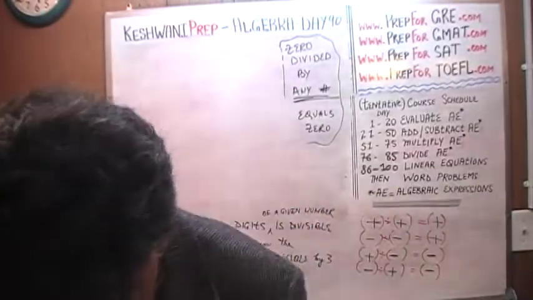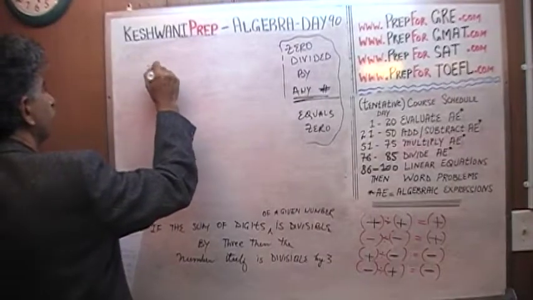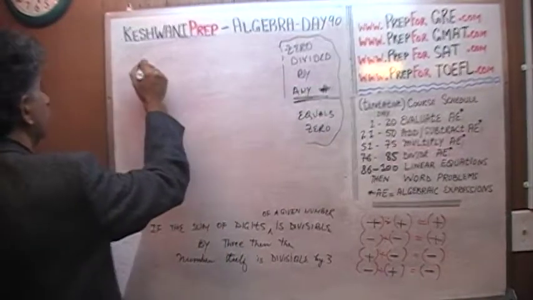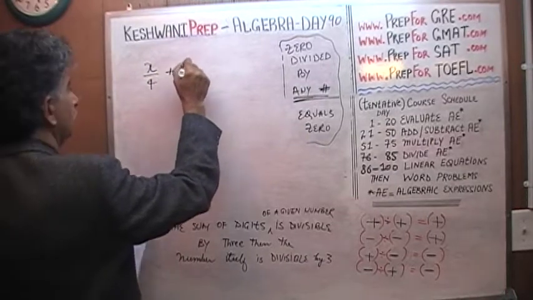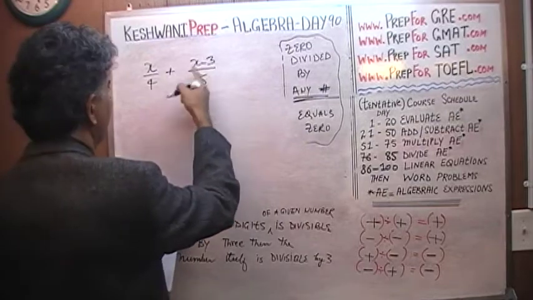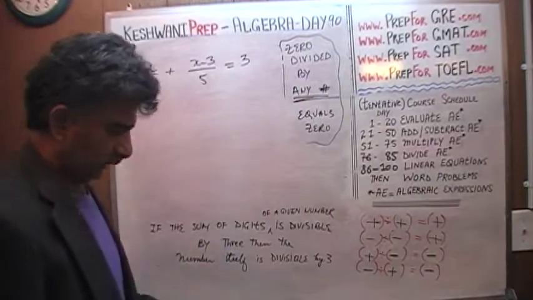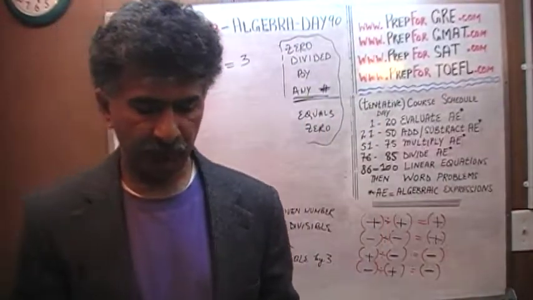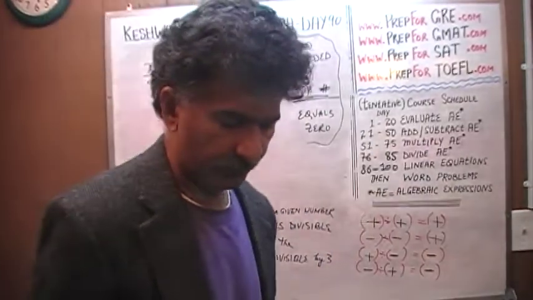The first problem we have looks something like this: x over 4 plus x over 3 over 5, x minus 3 over 5 equals 3. And our job is to find out what value of x will satisfy this equation. That's how we speak. To satisfy an equation means work for it.